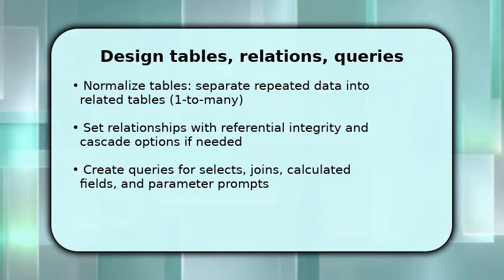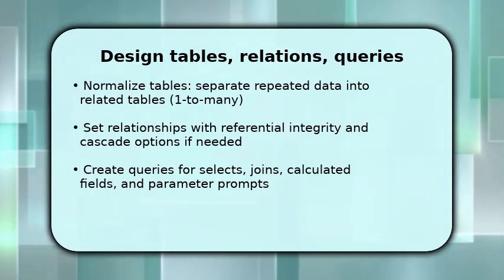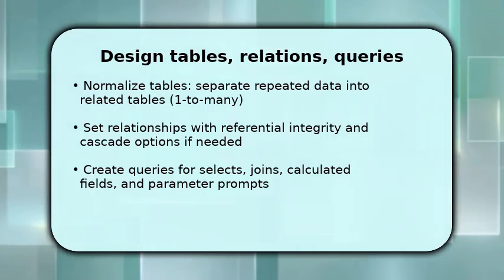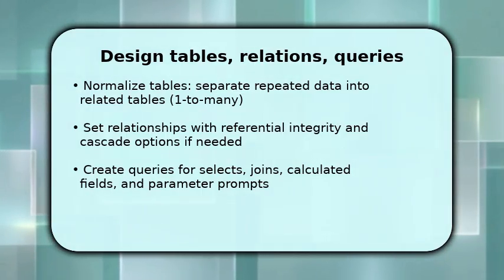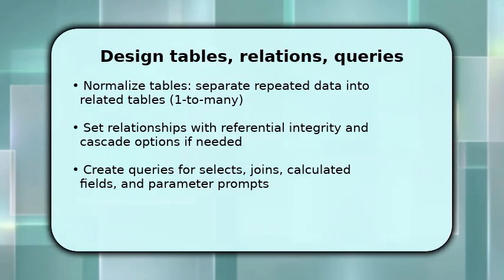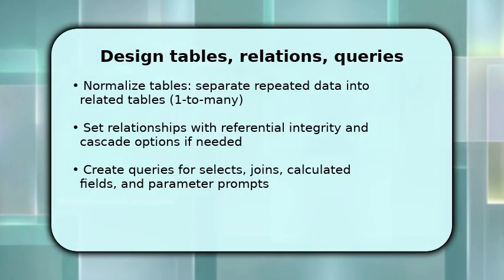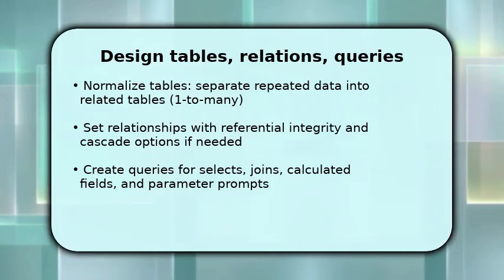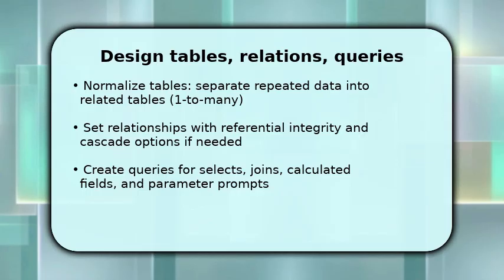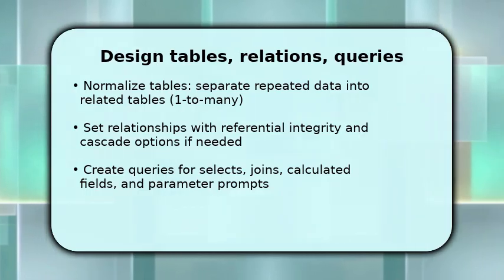Then build queries. Start with select queries to check joins, add calculated fields for totals, and use parameter prompts to accept user input. Once queries return expected results, save them as named objects. Those queries feed forms and reports, and make automation predictable and fast.